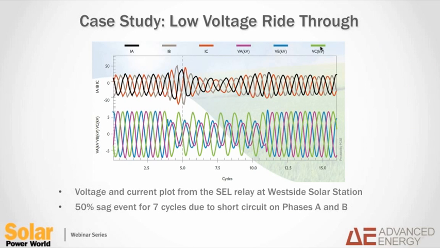So it was cleared after 7 cycles, but obviously if it's going to be a fault that can be cleared quickly, and there's a significant amount of generation being provided by this plant, then PG&E would want to see this plant stay online, if at all possible. So this just represents a 50% sag event where the low voltage ride-through was successful.